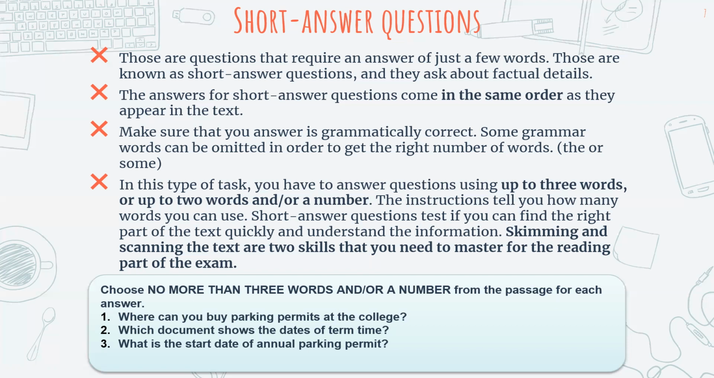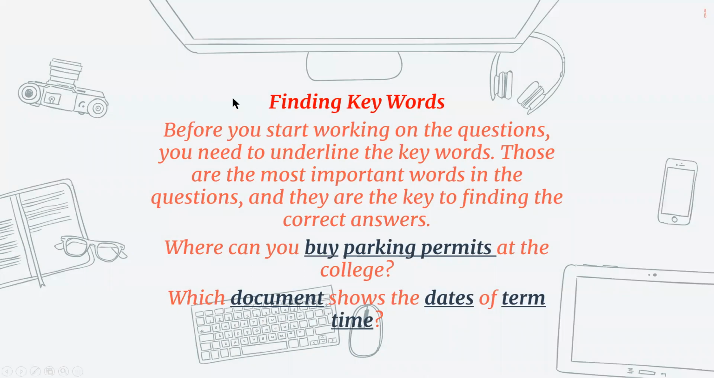Skimming and scanning the text are 2 skills that you need to master for the reading part of the exam. So before we look at short answer questions like those 3, we need to talk about skimming and scanning, and we need to understand how they work. So before we even begin skimming and scanning, we need to find the keywords. What I mean by finding keywords, before you start working on the questions, you need to underline the key words. Those are the most important words in the questions, and they are the key to finding the correct answers.